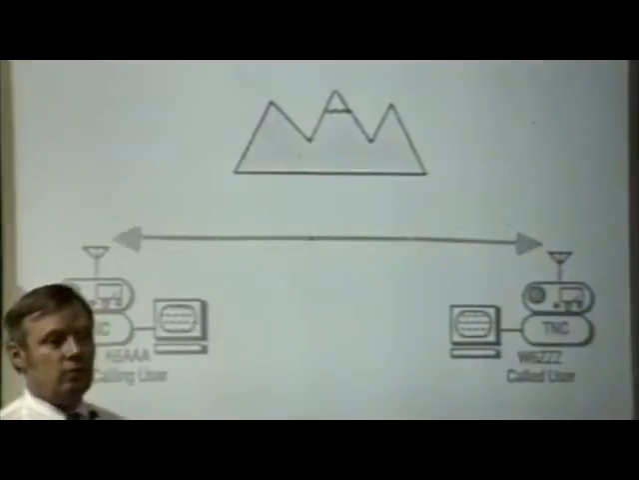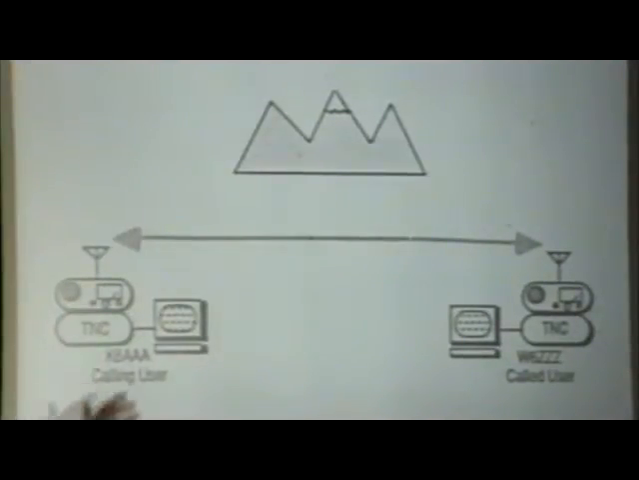Then he'll try it again. He'll try it for whatever time is in the retry timer, and then he'll send out a disconnect and hang up. Is there a specific timer for that 5 minutes? Yeah, it's called the link timer. Default on most TNCs is 5 minutes.